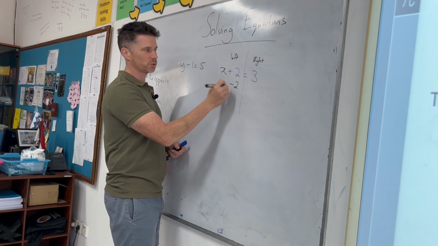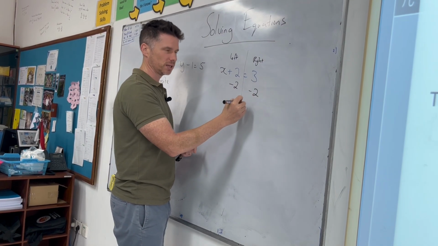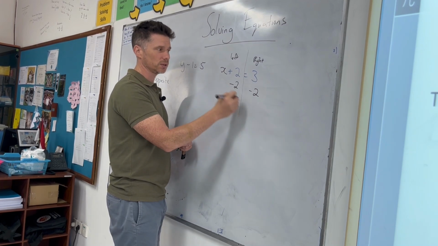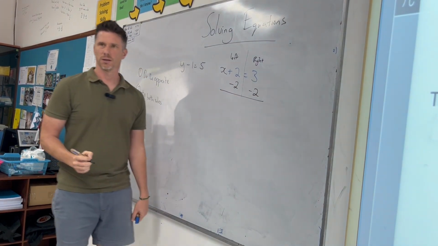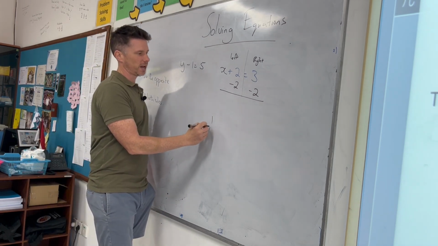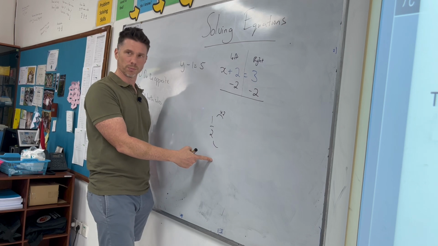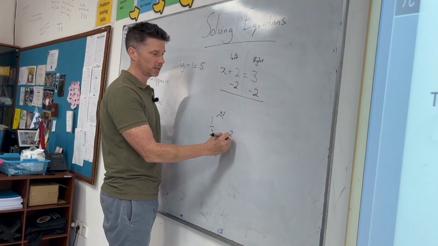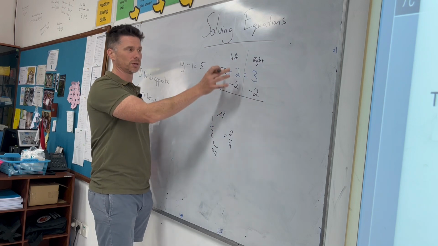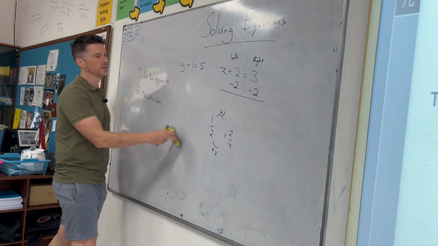So I've subtracted 2 from one side of the equation. I need to subtract 2 from the other side. Do it to both sides of the equation. Otherwise, I've changed it. It's a bit like simplifying a fraction. If I have a half and I multiply the top by 2, but I don't multiply the bottom by 2, I've changed the fraction. But if I do multiply the bottom by 2, I get an equivalent fraction. So I create an equivalent algebra statement.